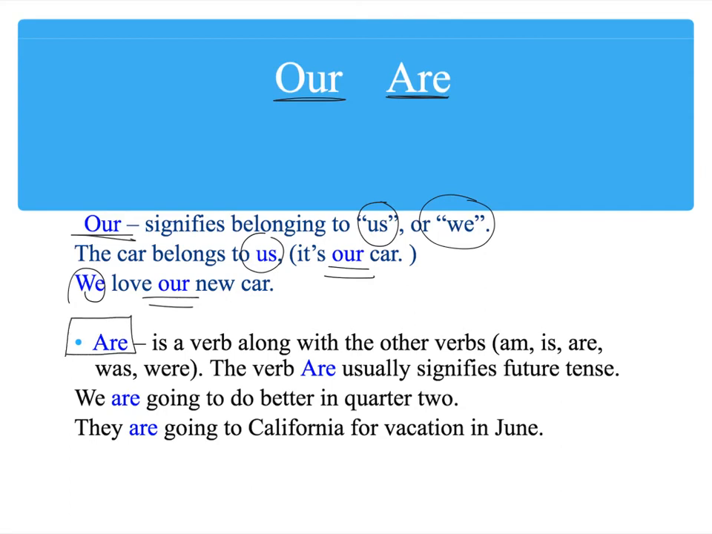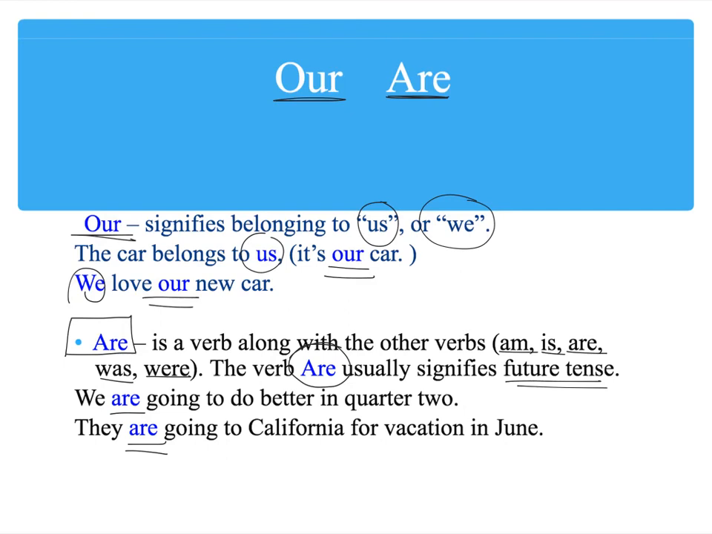Then we have the word are. This is not pronounced our, it's pronounced are. And it's a special verb along with the other similar verbs, which are am, is, are, was, and were. They're all verbs. The verb are usually signifies future tense. So we are going to do better in quarter 2. They are going to California for vacation in June. So are is a verb. Our means we or us.